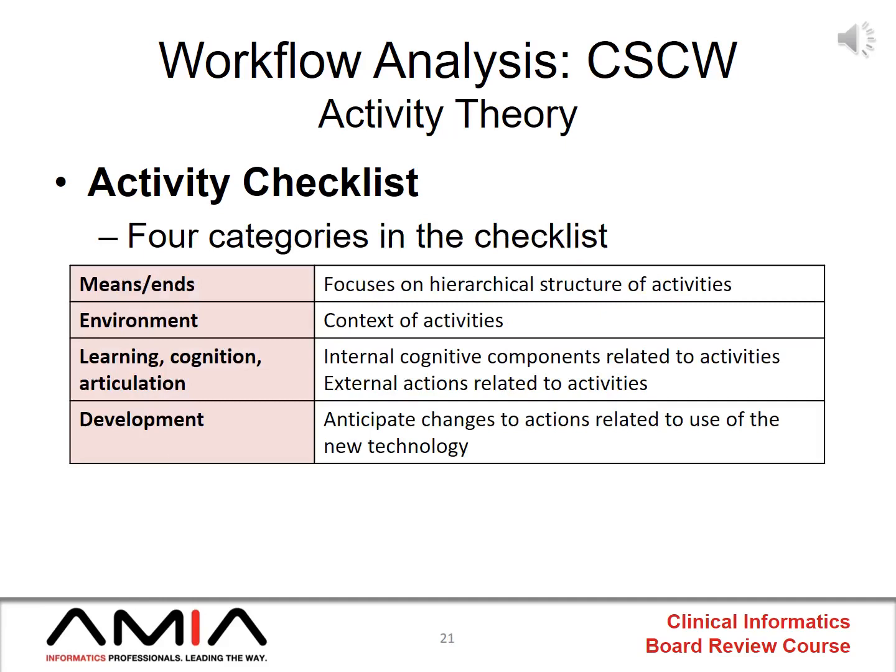The first is the means-ends category, which focuses on the hierarchical structure of activities within a workflow. The environment category, which focuses on the context of those activities. The learning, cognition, and articulation category, which focuses on the internal cognitive components related to those activities and the external actions related to those activities as well. And finally, the development category, which, like the fourth step of the ACT-AD framework, helps the software designer to anticipate changes that will occur to the human actions that might occur when a specific new technology is brought on board.